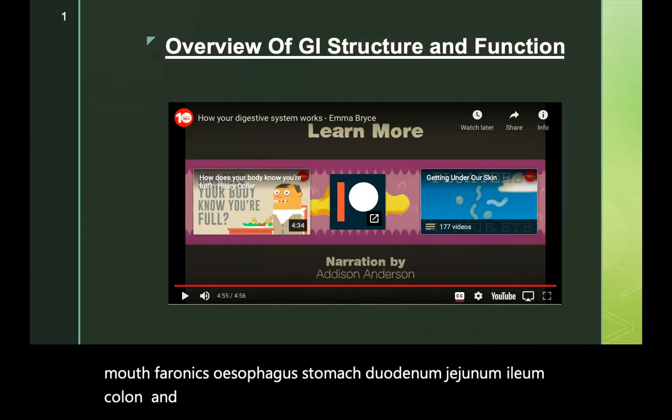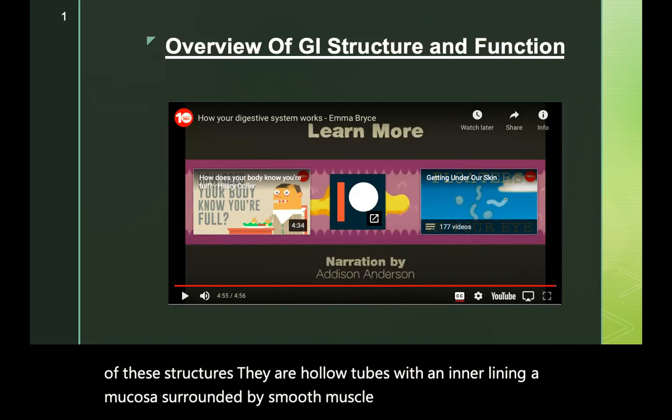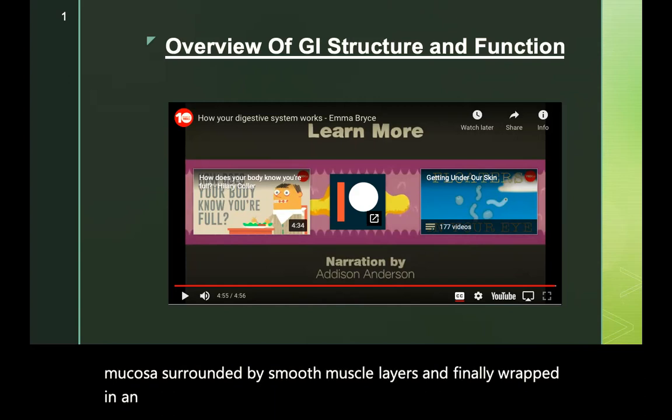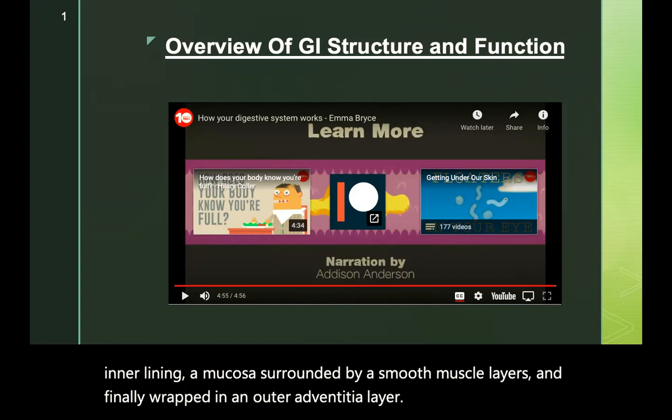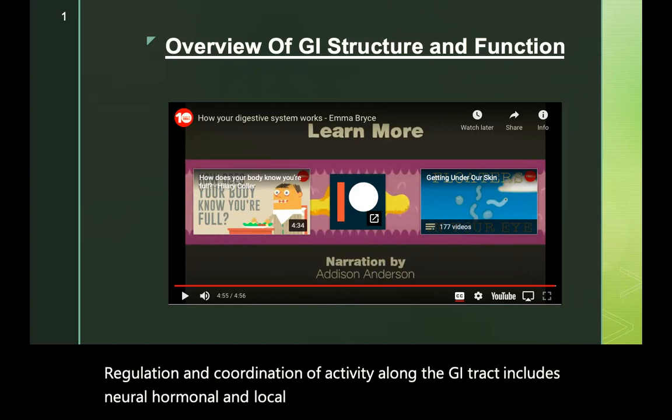However, there is an underlying similarity among most of these structures. They are hollow tubes with an inner lining, a mucosa, surrounded by smooth muscle layers and finally wrapped in an outer adventitia layer. Regulation and coordination of activity along the GI tract includes neural, hormonal, and local influences.